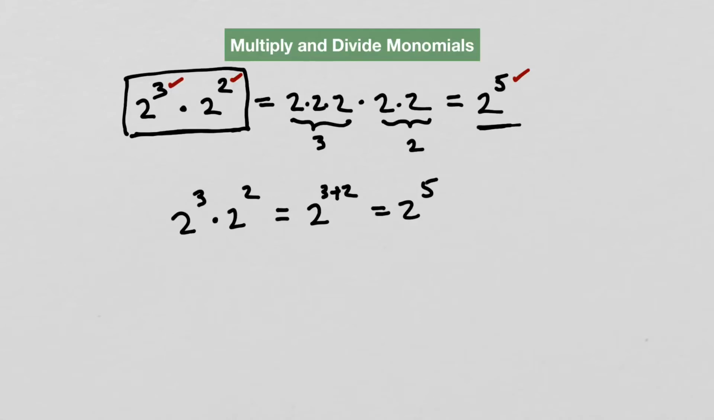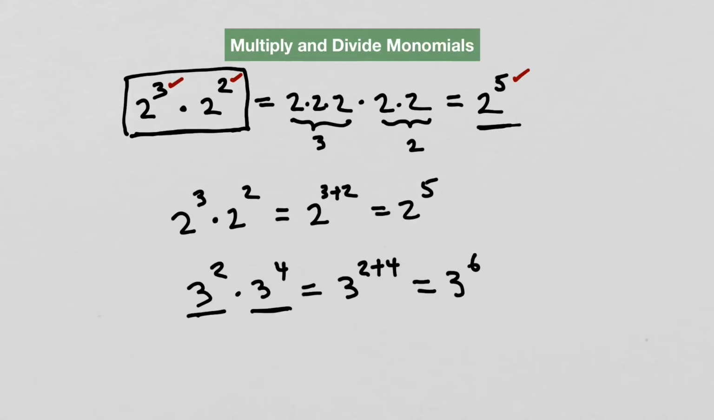Okay? Now, let's use another example. Let's use a base 3 and say 3 to the 2nd power times 3 to the 4th power. What does that equal to? Okay? If we follow the previous pattern of adding the exponents, because we're multiplying monomials, right? This is a monomial, this is a monomial. When you multiply them together, you add the exponents. So now it's 3 to the 2 plus 4 power, which is equal to 3 to the 6th power.